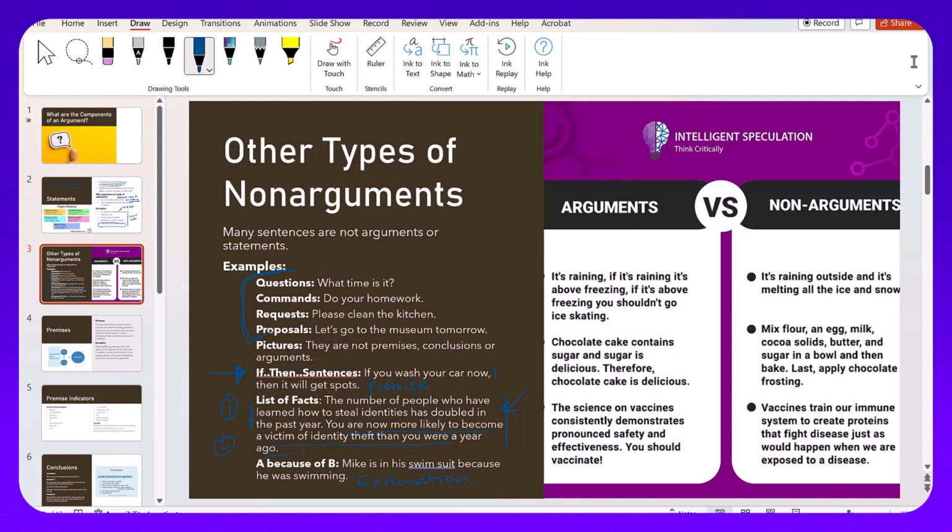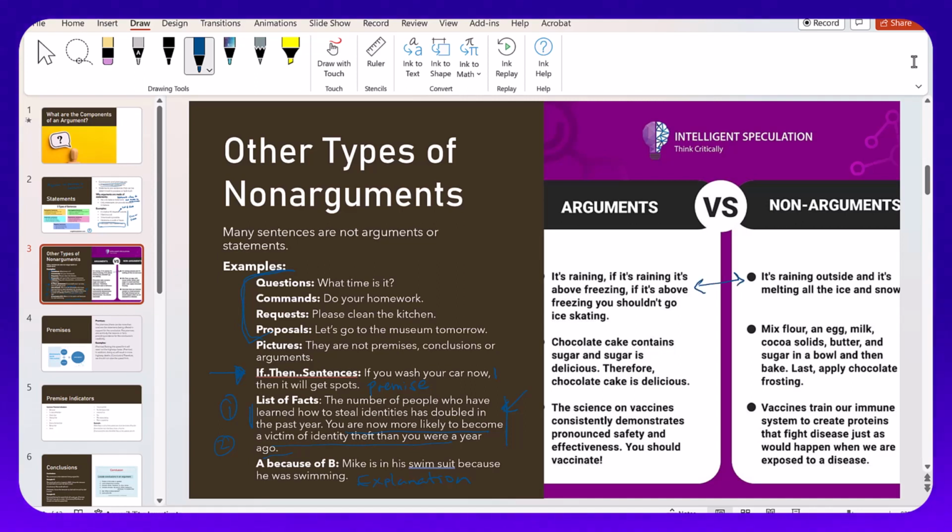I think most people will get questions and won't have a problem identifying questions, commands, requests, or proposals or things like that. I don't think that's where you're going to find issues. I think it's going to be with the if-then sentences, list of facts, and A because of B. But it is important to know that not everything is considered a statement either. They just give you a few more examples of arguments versus not, and they're connected, right?